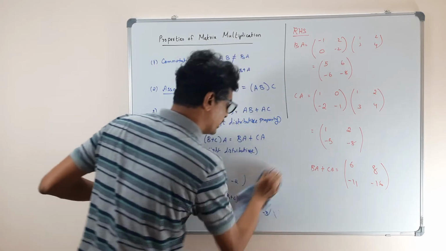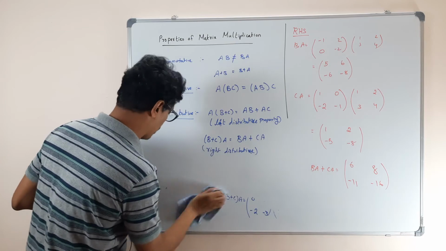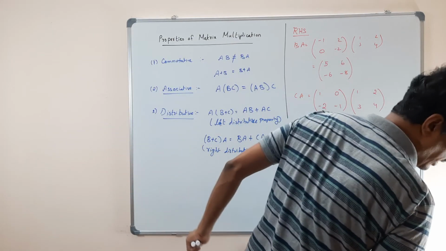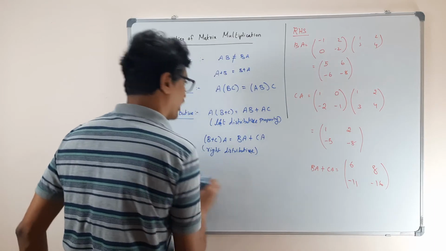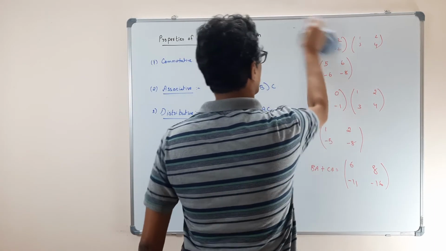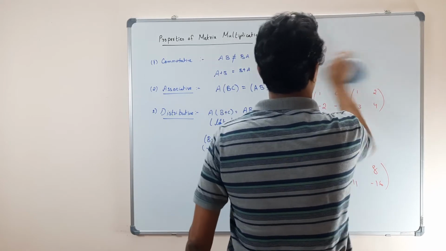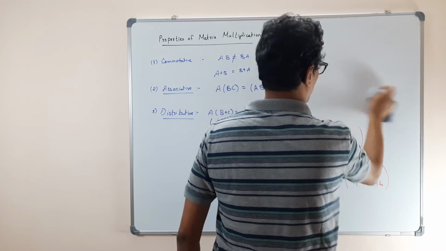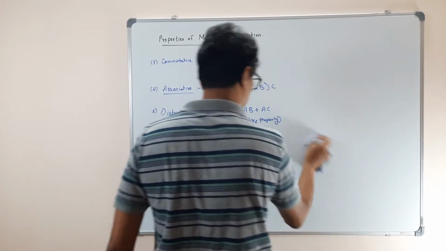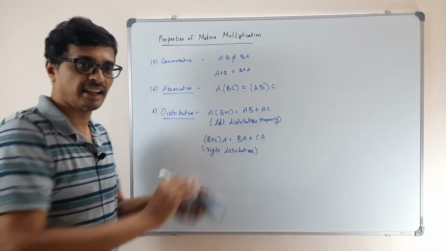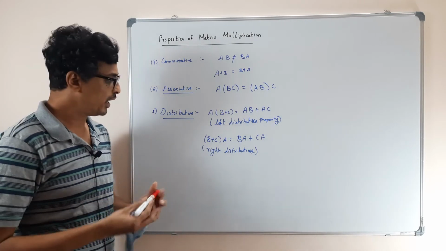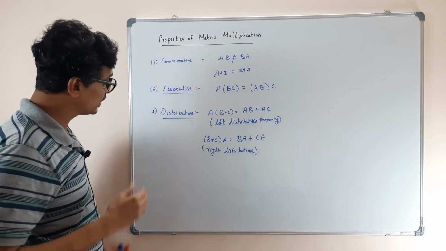And this is the distributive property. We have proved the distributive property, and the other one is interesting, that I already told you: the identity matrix. Do you remember the identity matrix? You can call it identity matrix or unit matrix. It is a square matrix with all diagonal elements as 1 and off-diagonal elements as 0.